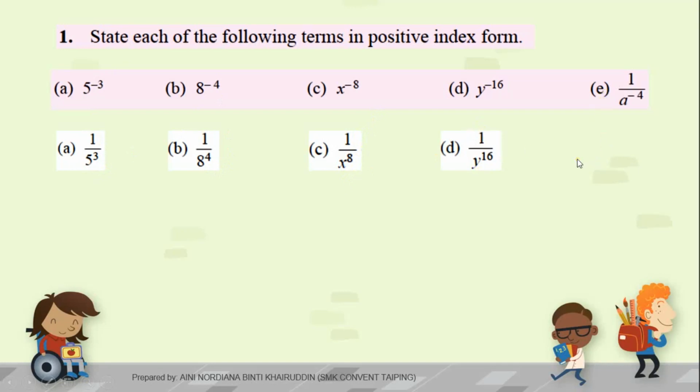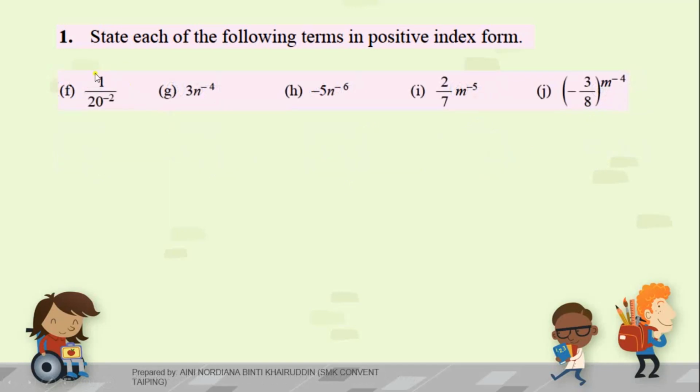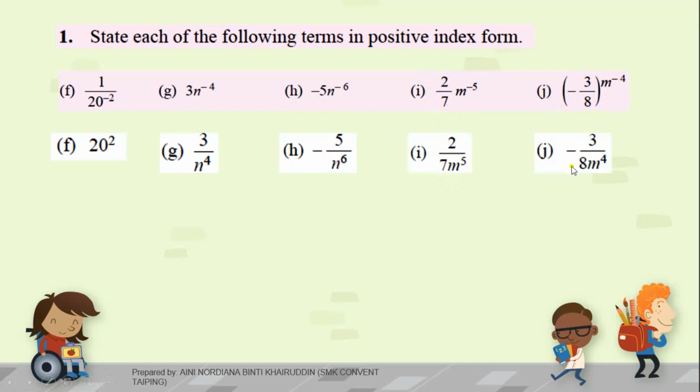E, a to the power of 4. For F, 20 to the power of 2. 3 remains unchanged, so 3 over n to the power of 4. H, negative 5 remains unchanged, so negative 5 over n to the power of 6. 2 over 7 here remains unchanged, so 2 over 7m to the power of 5. J, negative 3 to the power of 8, m to the power of 4.